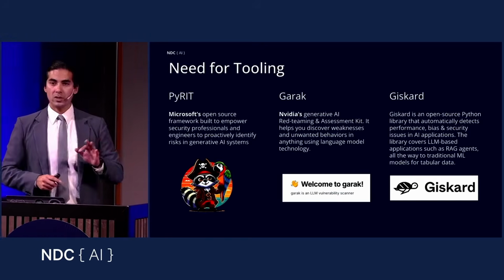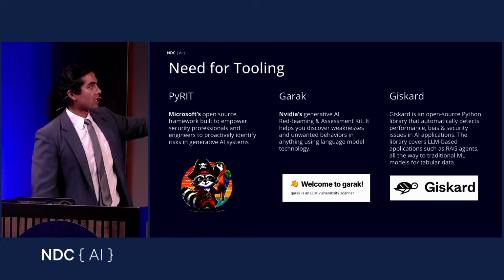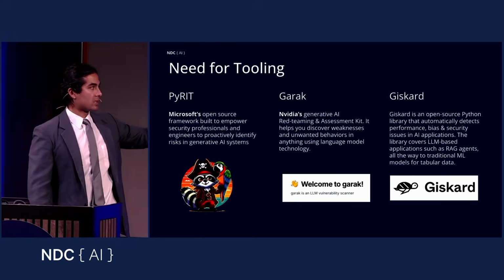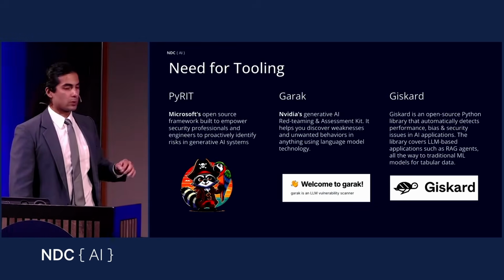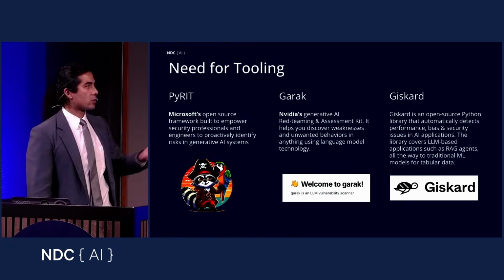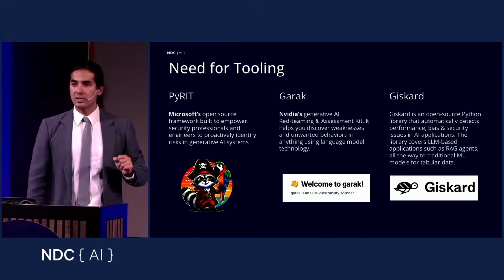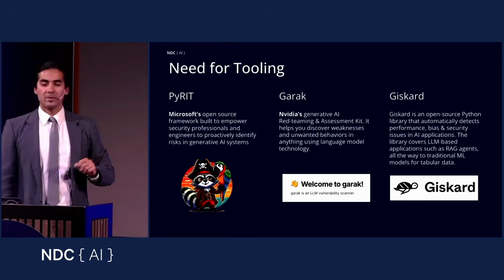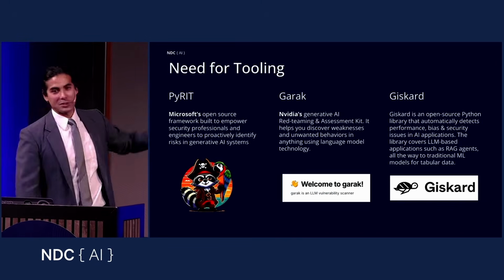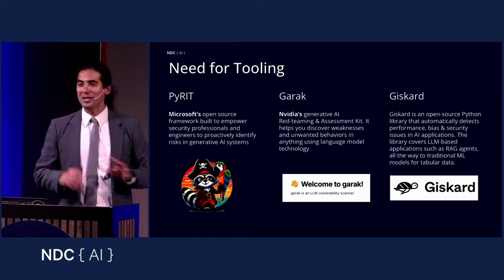There are three tools that I want to mention to you. The first one is PyRIT. This is Microsoft's open source tool to empower security researchers to identify risks in AI systems more proactively. Small disclaimer, I'm the creator of this tool, so I'm a little bit biased, but it's a really good tool.